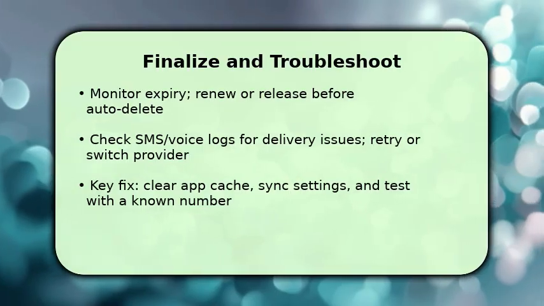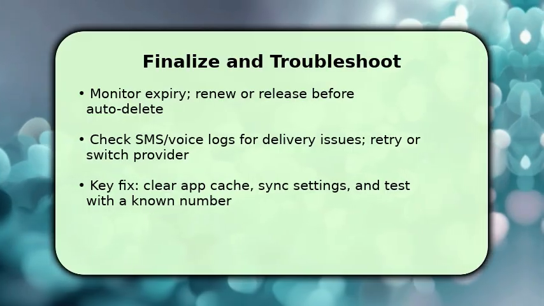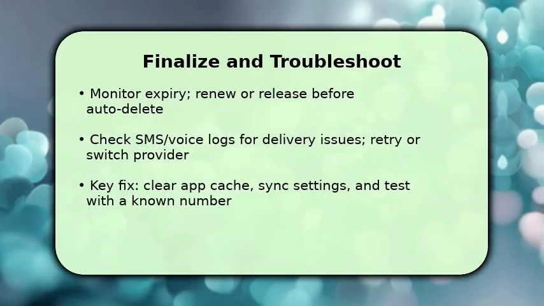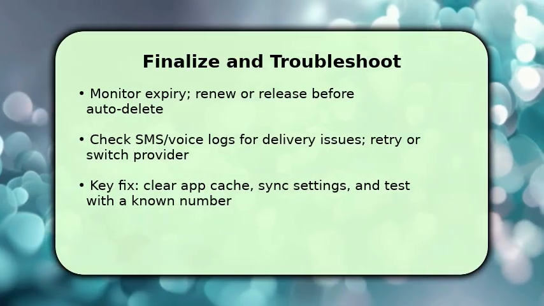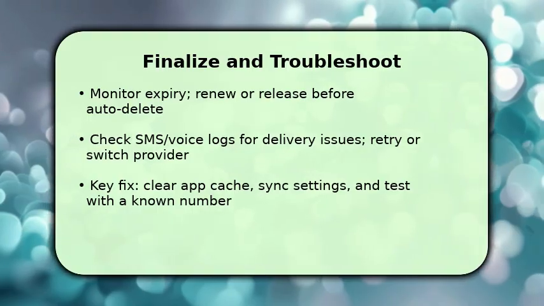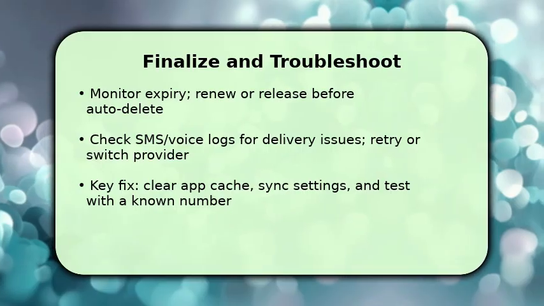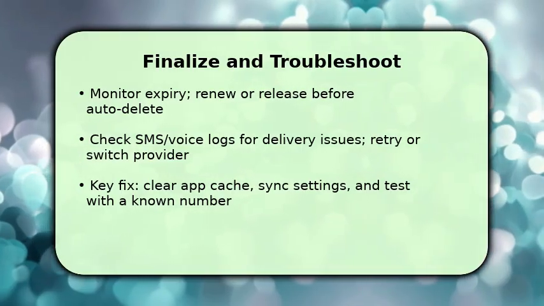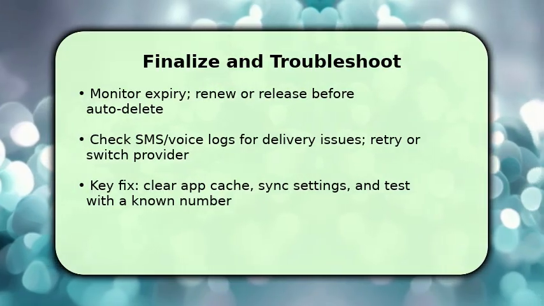Make a quick test. Send an SMS and place a call to verify delivery and voicemail. If messages fail, check logs and resend or switch providers if patterns persist. One key troubleshooting tip: clear the app cache, resync settings, and test with a known working number. Often that resolves routing and notification glitches. Finally, document when you'll release or renew to maintain control and privacy.